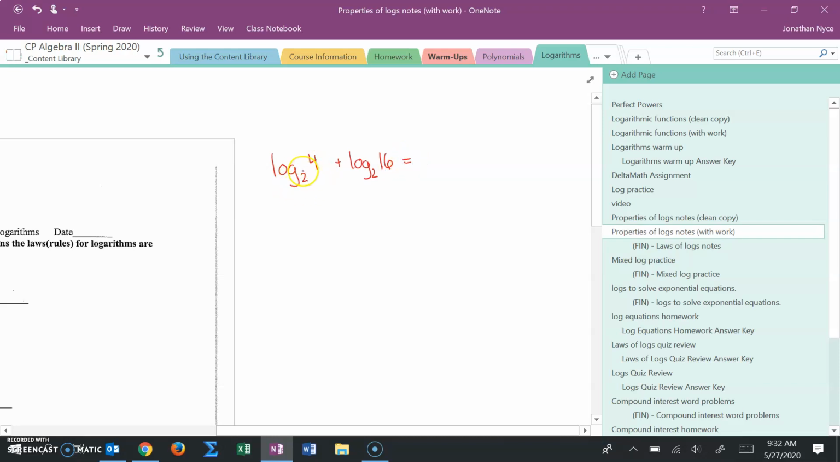Well, log base 2 of 4, we look at that, it says 2 to what power is equal to 4? We know that's going to be 2. So log base 2 of 4 is 2. And for log base 2 of 16, this is 2 to what power is 16? We know that's 4. So we know 2 plus 4 is going to be 6.